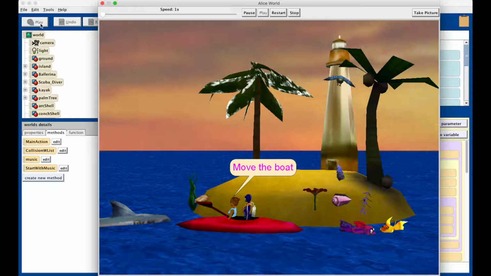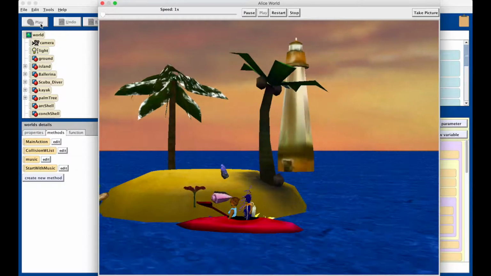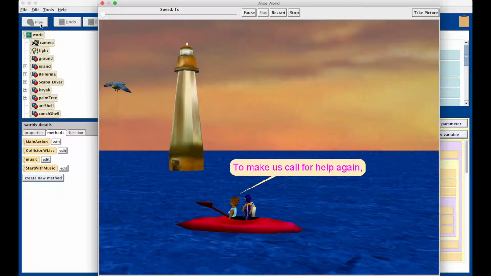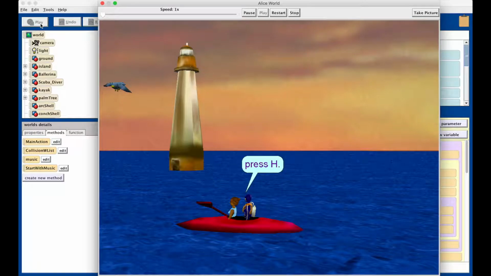Move the boat with the arrow keys. I originally had them say, use the arrow keys to move the boat, but my students went directly for the arrow keys before reading the whole sentence and got confused. Press H to let them say help again.